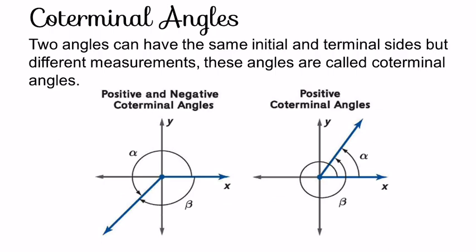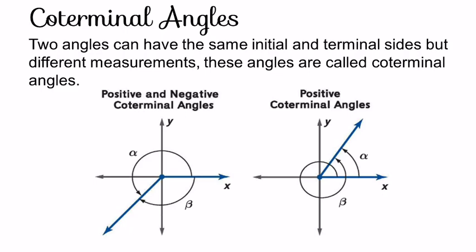Okay, so the next thing we're going to look at is coterminal angles. Two angles can have the same initial and terminal sides but different measurements. These angles are called coterminal. So in the first picture here, it says positive and negative coterminal angles. I have angle alpha that would be a positive angle going counterclockwise, and angle beta that is a negative angle going clockwise. They start and stop at the same spot, so they are called coterminal angles. One thing to remember about coterminal angles is that they add to equal 360 degrees.